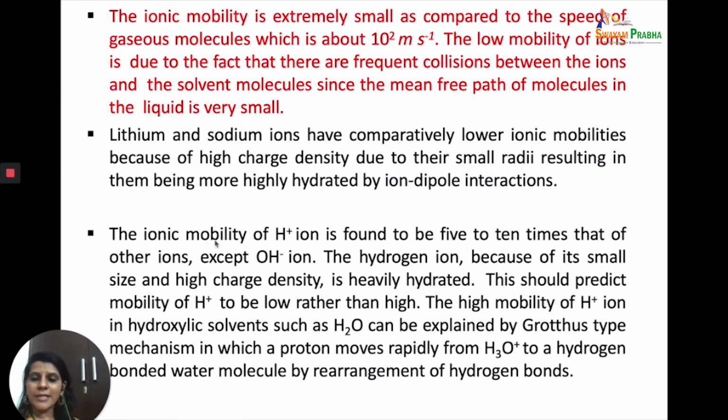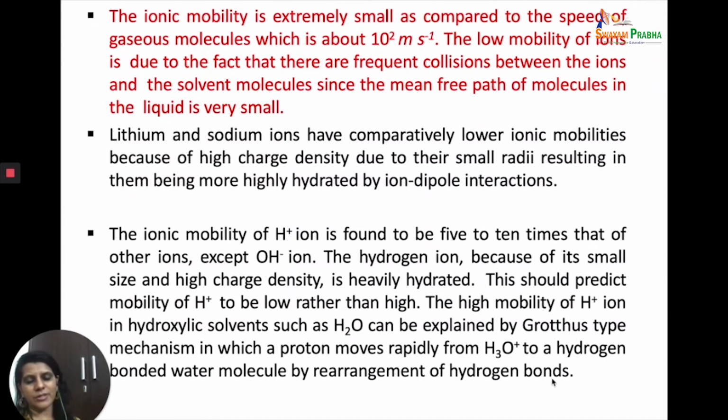Next, the ionic mobility of H plus ions is found to be 5 to 10 times that of other ions except OH minus ions. The hydrogen ion, because of its small size and high charge density, is heavily hydrated. This should predict mobility of H plus to be low rather than high. The high mobility of H plus ions in hydroxylic solvents such as water can be explained by Grotthuss type of mechanism, in which a proton moves rapidly from H3O plus to a hydrogen bonded water molecule by the rearrangement of hydrogen bonds.